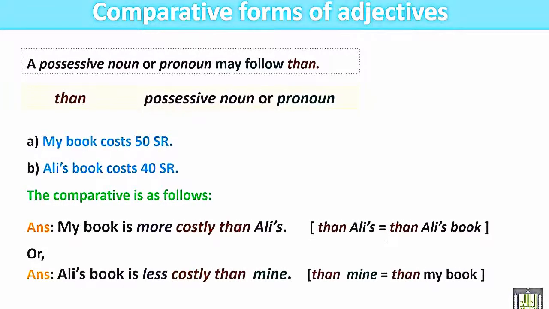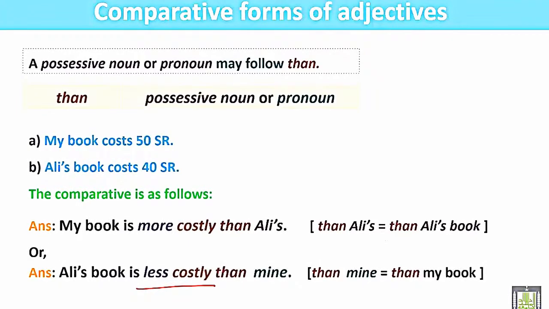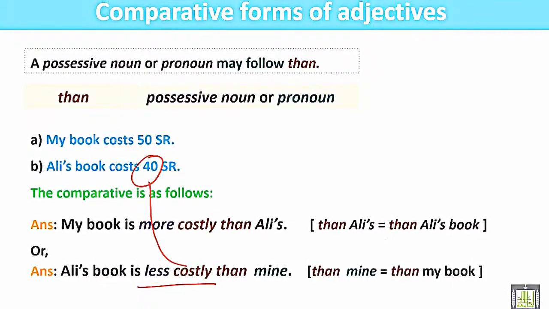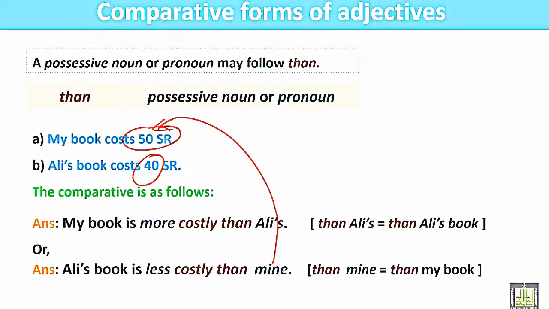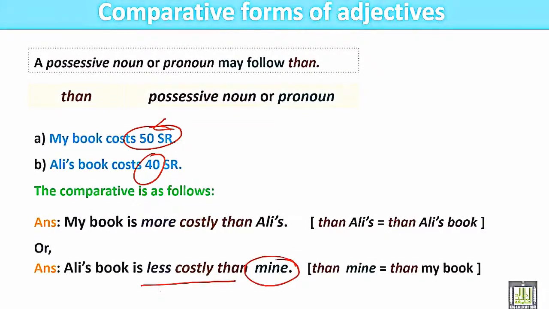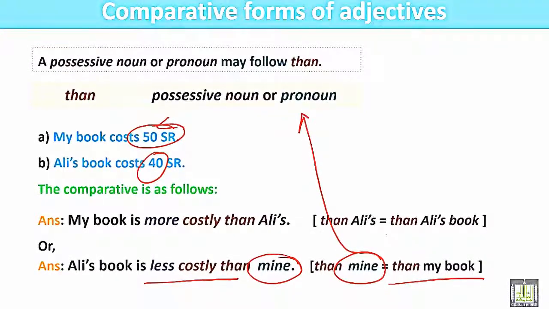Also we can write this sentence this way. Ali's book is less costly than mine. His book is less costly because it is only 40 riyal and my book costs 50 riyal. So Ali's book is less costly than mine, and we do not write than my book. We write than mine, and mine is a possessive pronoun.